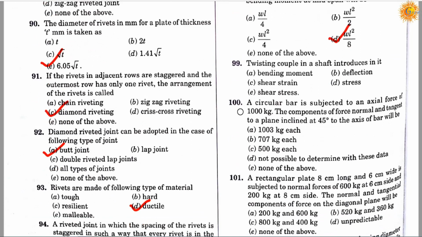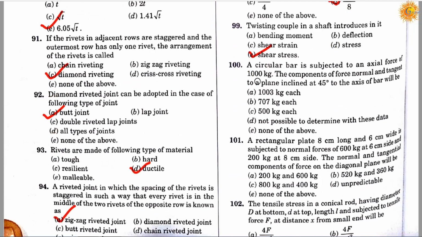Question number 99. Twisting couple in a shaft introduces in it: option A bending moment, option B deflection, option C shear stress, option D stress, option E shear stresses. Correct answer is E. It will be shear stresses.